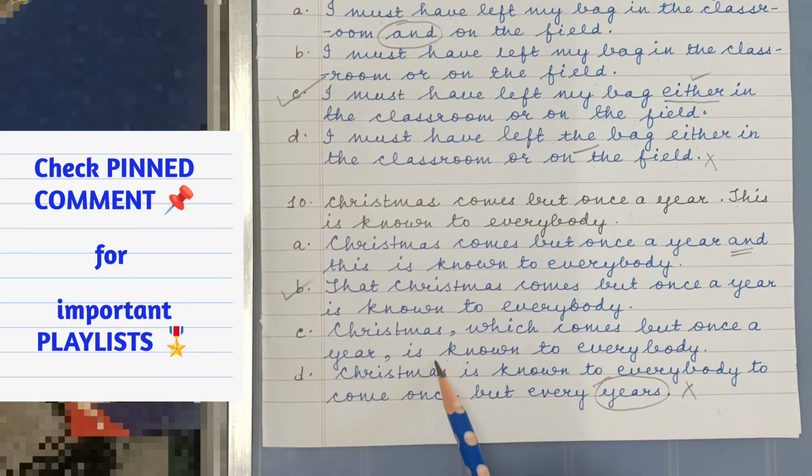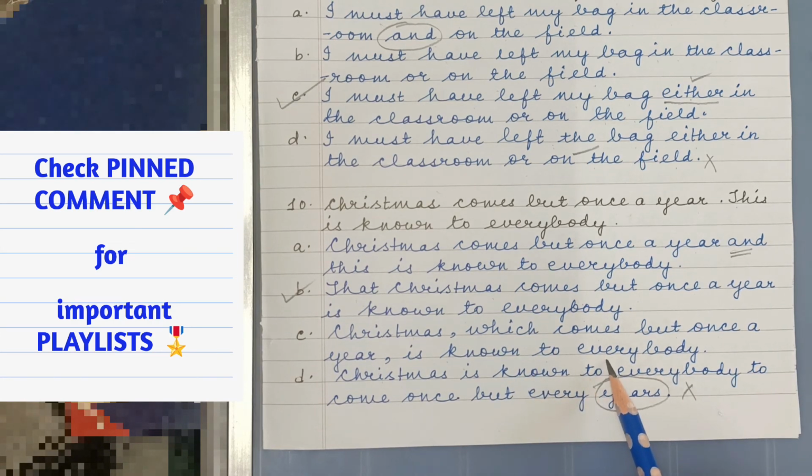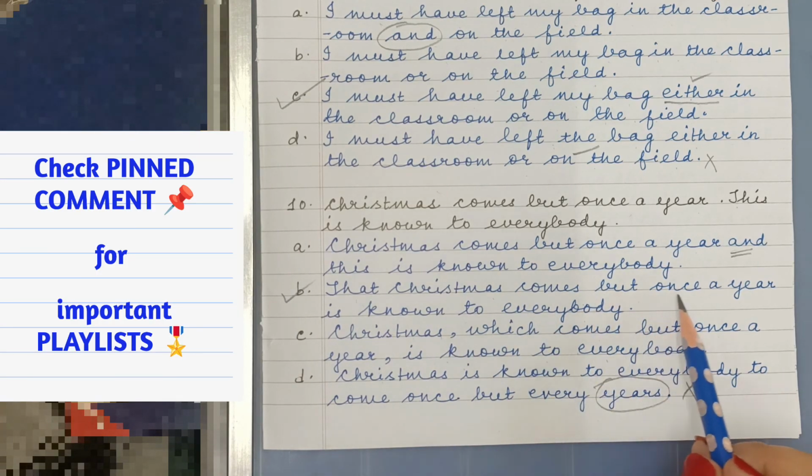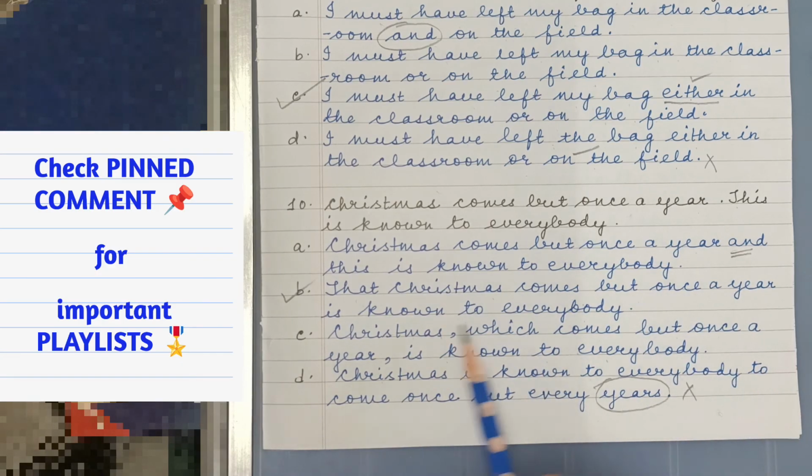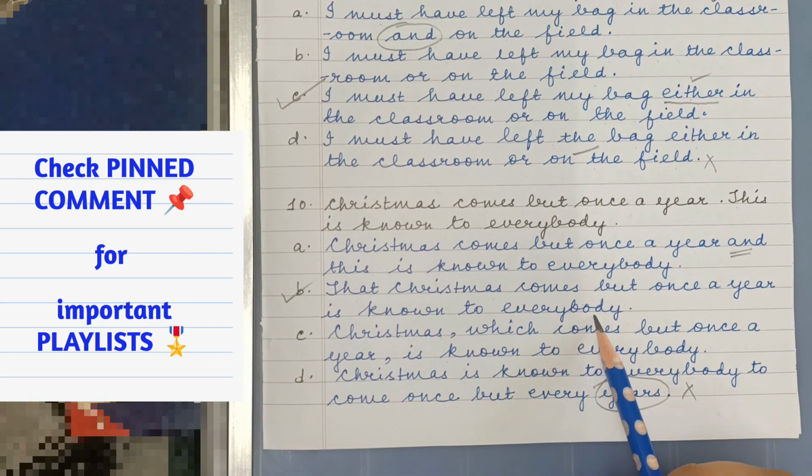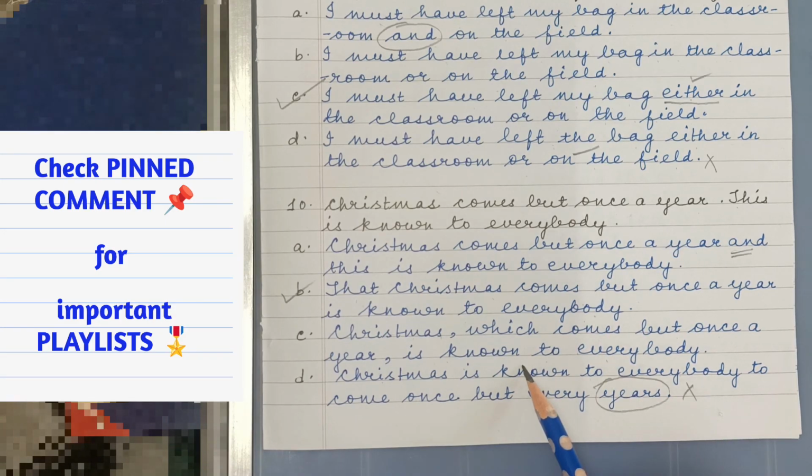And Christmas is known to everybody. This appears to be correct, but actually Christmas is known to everybody. Yes, but here the moot point is that Christmas comes only once a year is known to everybody. Therefore, I have chosen option B and not option C.